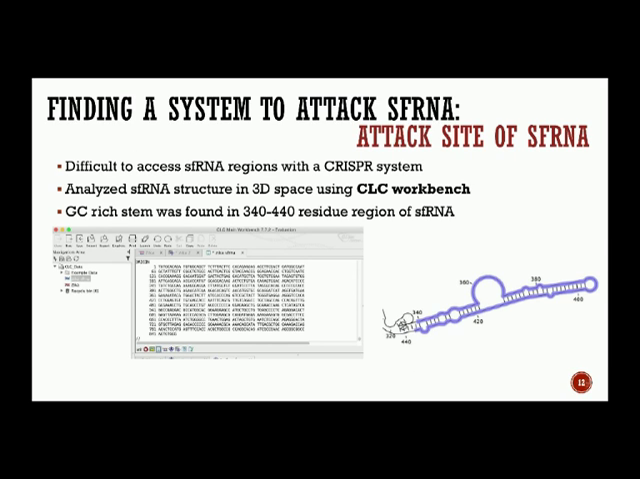sfRNA is difficult to target as much of the sfRNA region is bound in complex 3D dsRNA structure. To deal with this, we analyzed the sfRNA region of the Zika RNA in 3D space using CLC Workbench. CLC Workbench is a bioinformatics tool allowing visualization and analysis of DNA, RNA, and protein. This program allowed us to visualize the complex structure of the sfRNA. An exposed GC-rich stem loop was found between residues 340 to 440 of the sfRNA, allowing for the possibility of attack with the C2C2 CRISPR system.